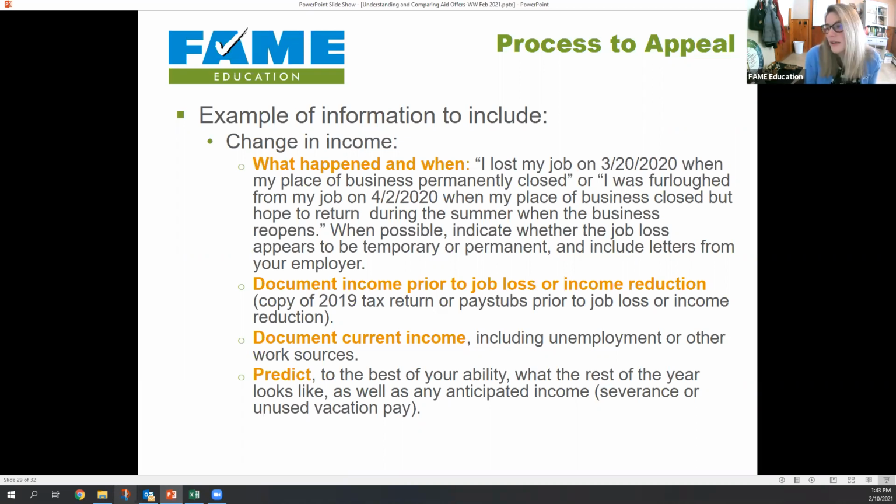And then predict to the best of your ability what the rest of the year looks like. Is this a temporary situation? Is there going to be a long-term impact? Is anything going to change circumstances moving forward? Be clear but also concise, not more than two pages tops in terms of explanation. Just be as clear as possible: here's where we were, here's where we are, and here's what we anticipate moving forward.